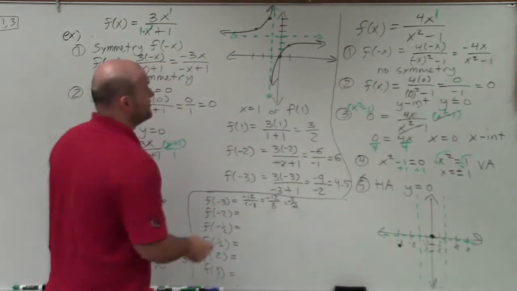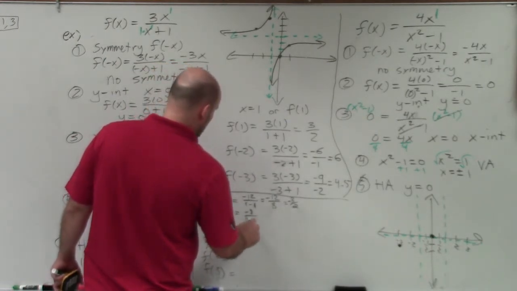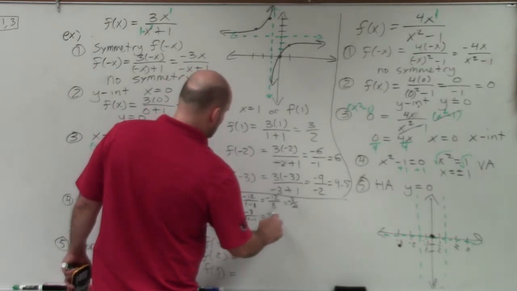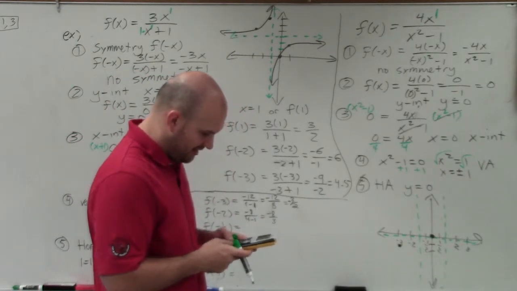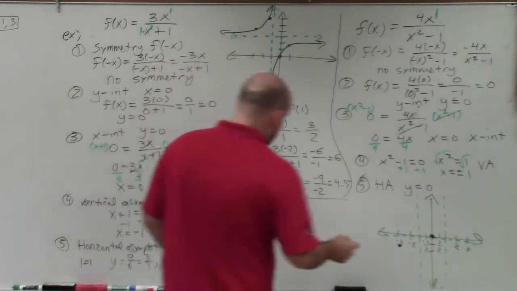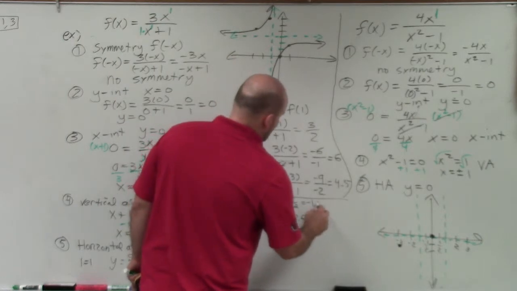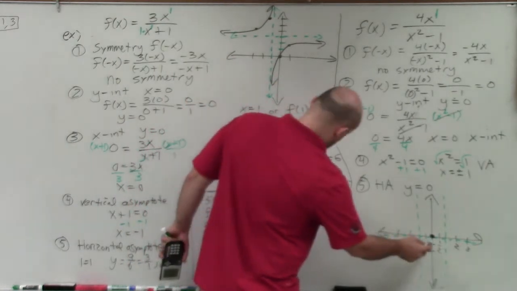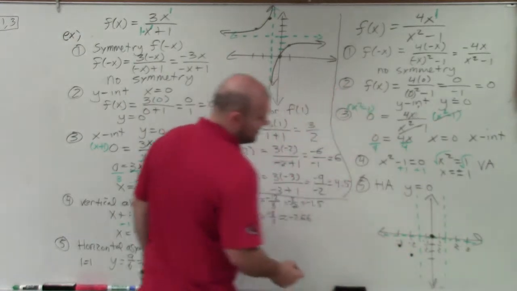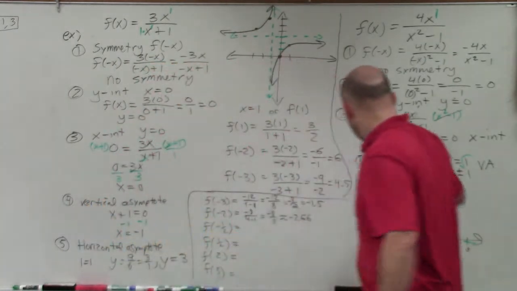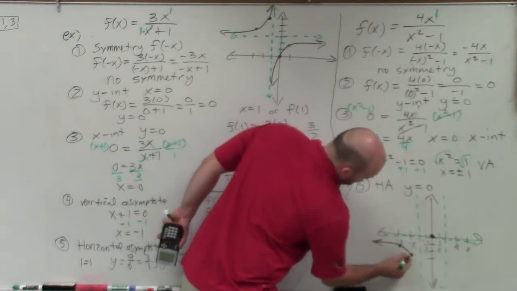OK, now let's do negative 2. 4 times negative 2 is negative 8, divided by negative 2 squared, which is 4, minus 1. That equals negative 8 over 3. I'm going to do a decimal approximation of that. Negative 8 divided by 3 is negative 2.66. That's negative 1.5 if you're looking at decimals. So at negative 2, I'm going to go down to negative 2.66. Now, using my reasoning like I did up here, remember this graph has to connect these two, and then they also have to approach the asymptotes. So therefore, this graph is going to look something like this.